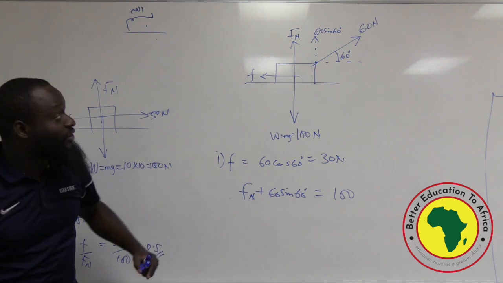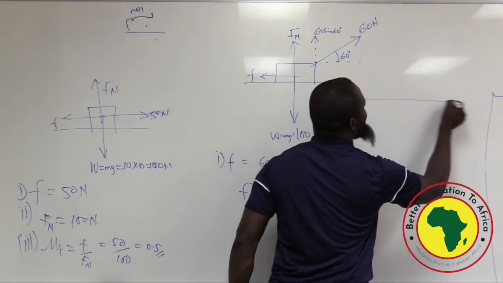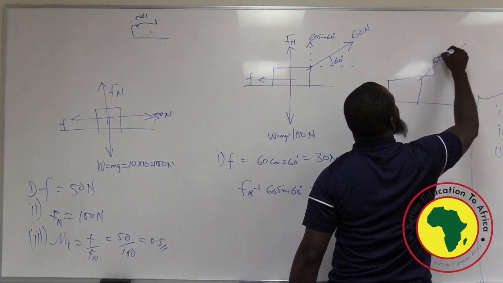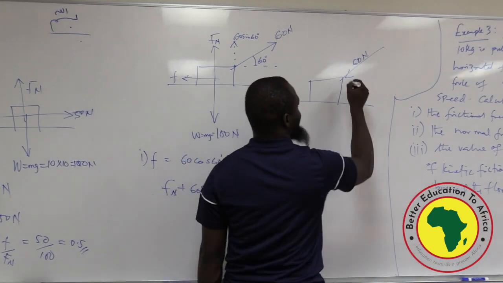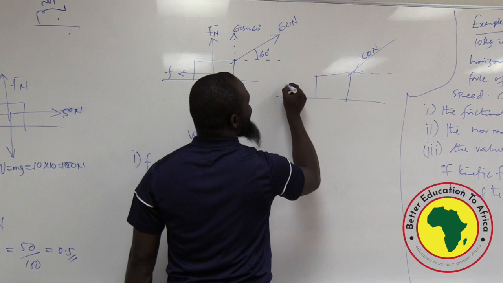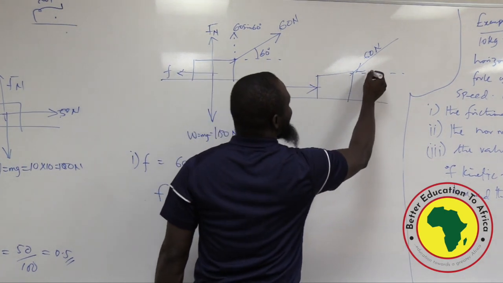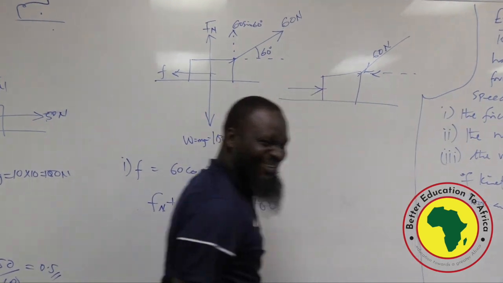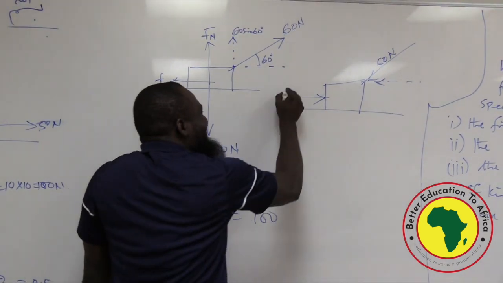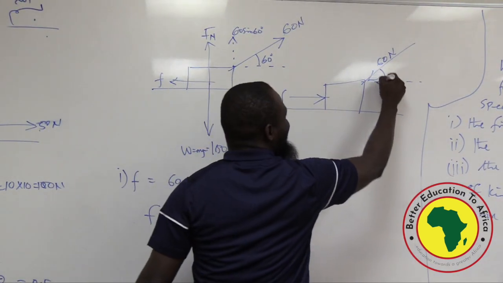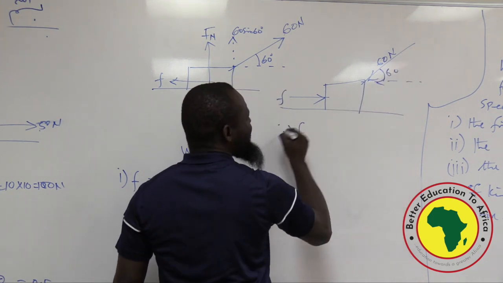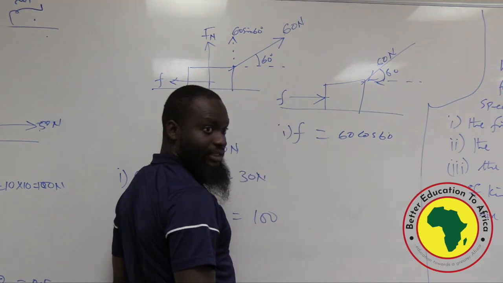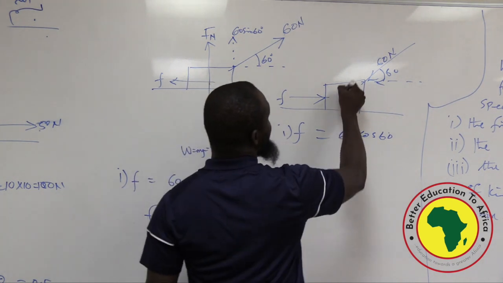Or they might want to deceive you and tell you somebody is pushing on this box with the same 60 Newton force, but this time he's pushing, he's not pulling. Be careful. So your frictional force will now be going the other way because it's pushing. The component of X is going that way. These are the little things you should know. You are pushing at the same angle, so your frictional force will still be 60 cos 60, in the other direction.